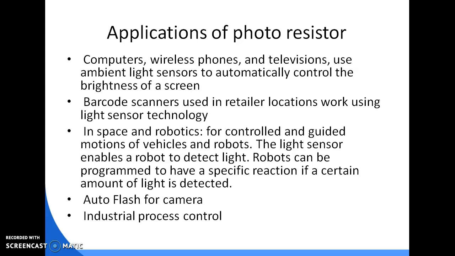Then, auto-controlling of the flash of a camera. Whenever we click a picture in sunlight, the flash will automatically turn off, and whenever we click a picture in a dark room, the flashlight will automatically turn on. That is possible by this photoresistor. Then in industrial process control also we can use the photoresistor.